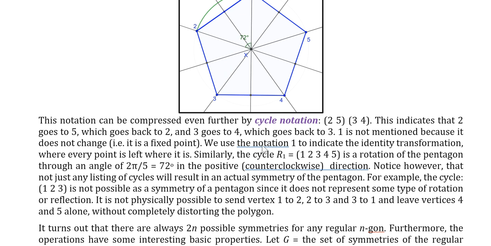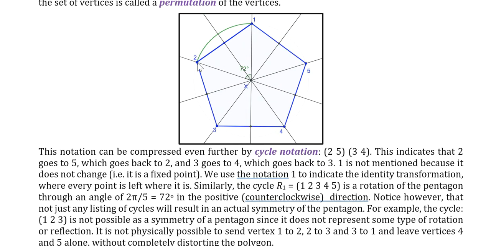We use the notation just a 1 to indicate the identity transformation, where every point is left where it is. Every point's fixed. So the cycle (1 2 3 4 5) is a rotation, right? It's going to send 1 to 2, 2 to 3, 3 to 4, 4 to 5, and 5 back to 1. That's the rotation, this 72-degree positive rotation about this center. It's a very compact, nice way of writing that, where we just keep track of the vertices.